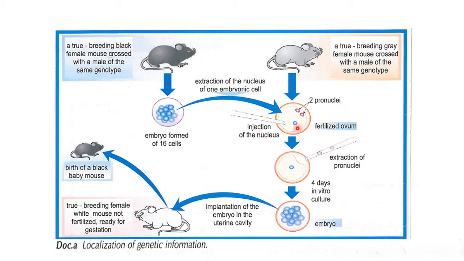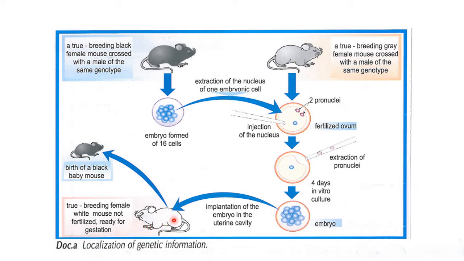Okay, now we have the nucleus of this embryo and the two pronuclei. These two pronuclei were extracted, it means they were removed. So now I have this ovum having only the nucleus of the embryo taken from the black mouse. Now 4 days in culture, in vitro, it means in the lab, the embryo has multiplication in the cells by mitosis. Then we have implantation of the embryo in the uterine cavity of a mouse which was not fertilized and it was ready for gestation, it means for pregnancy, but it is not fertilized.